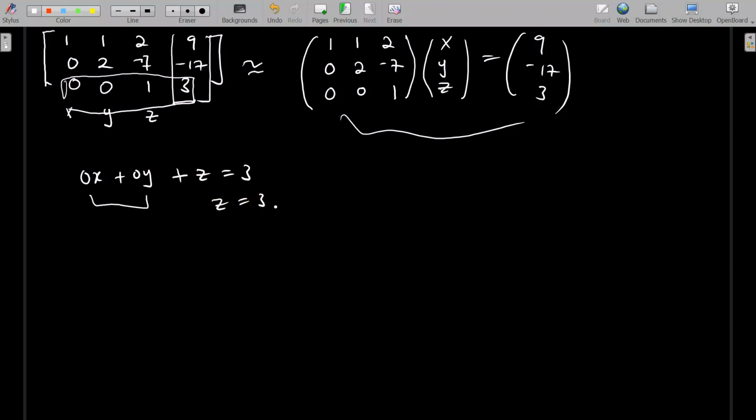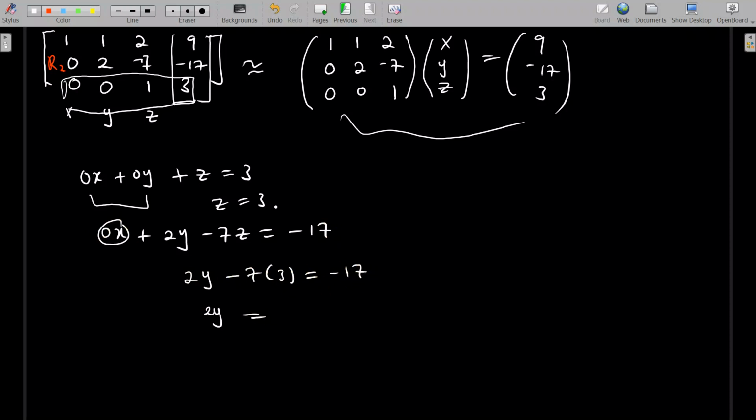All right, so this process is called back substitution, but we don't really care about that. So you look at the second row, row 2 here, and doing so, I'm going to have 0x plus 2y minus 7z should be -17. And from here, this guy will be 0, so I don't care. I have 2y minus 7 times z is 3, and that is -17. So I'm going to have 2y to be equal to -17 plus 21. 2y is equal to 4. That's what I'm going to get. So y is equal to 2. Right. So I have y and z.